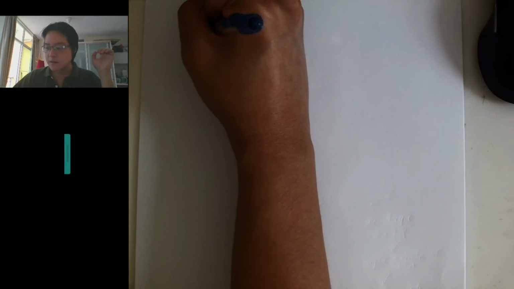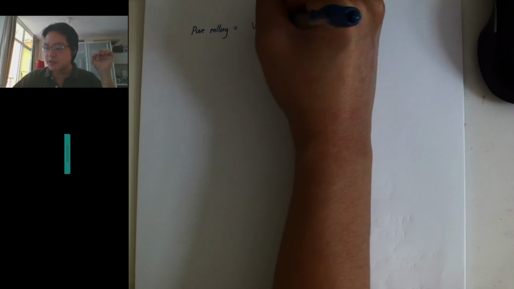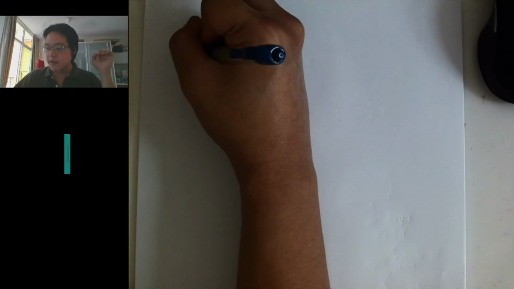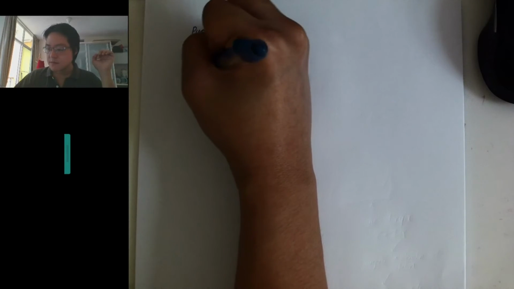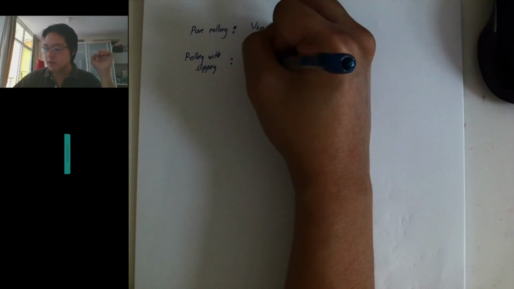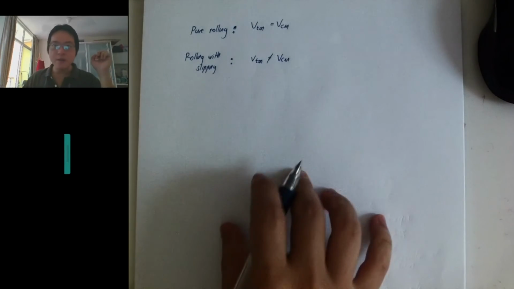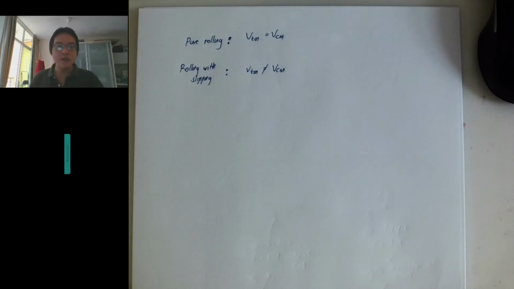Okay, so I will just briefly comment that there are 2 types of motion. Firstly, we have pure rolling, where V tangential is equal to V center of mass, and rolling with slipping is when they are not equal. Okay, so I'm talking about the speed. In pure rolling the magnitudes are the same; in slipping, these two are not the same. So these are 2 types of motion.